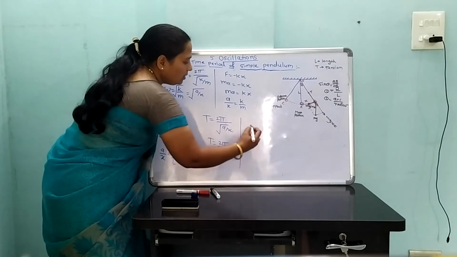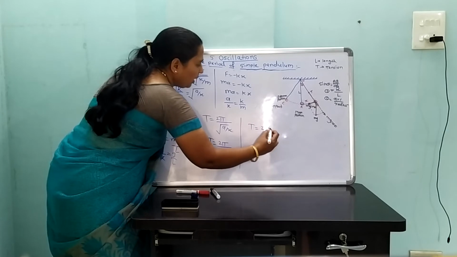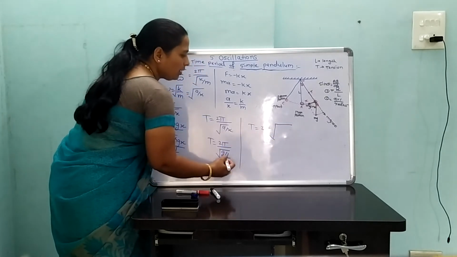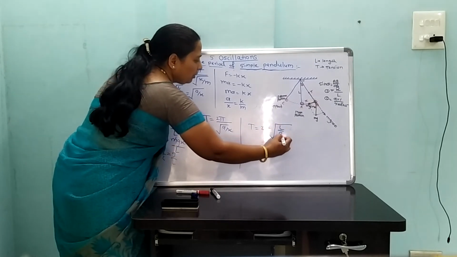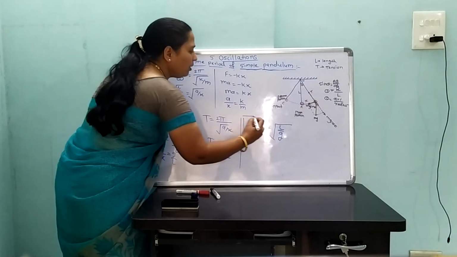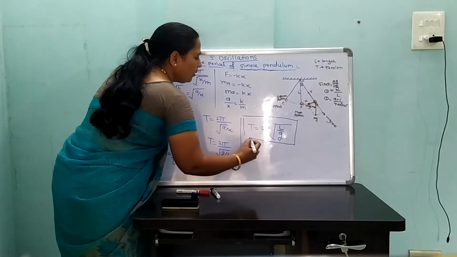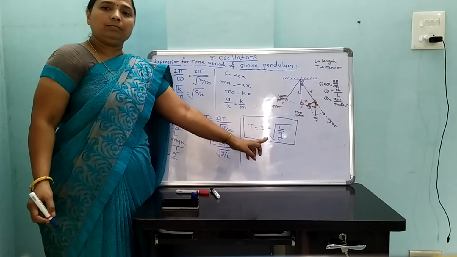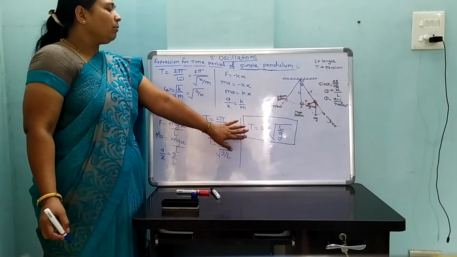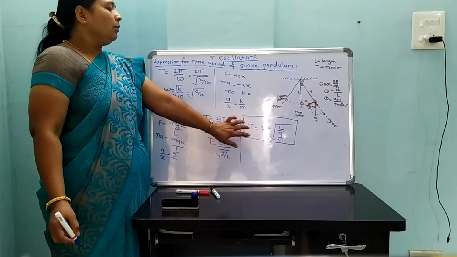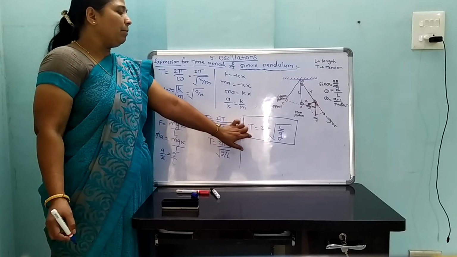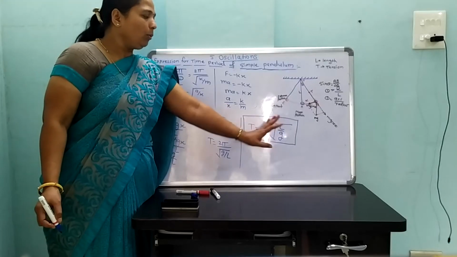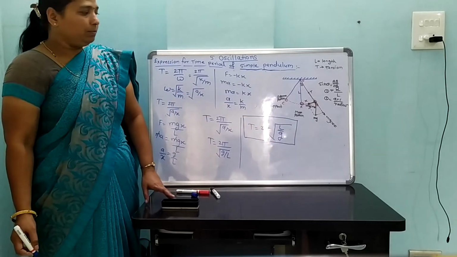Hence, T is equal to 2 pi square root of g upon L, what will happen? L upon g goes in the numerator, so the period of simple pendulum T is equal to 2 pi under root of L upon g. From that formula, the laws of simple pendulum can be explained. T is equal to 2 pi under root of L upon g.